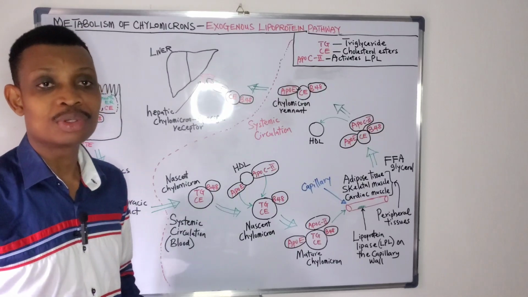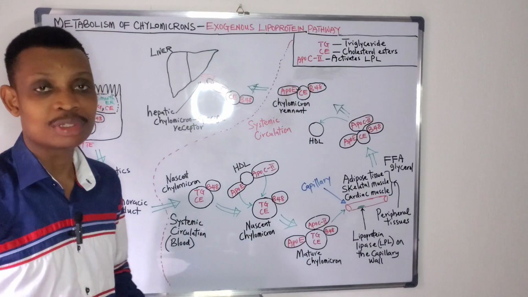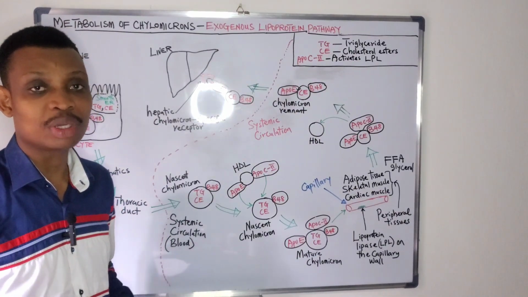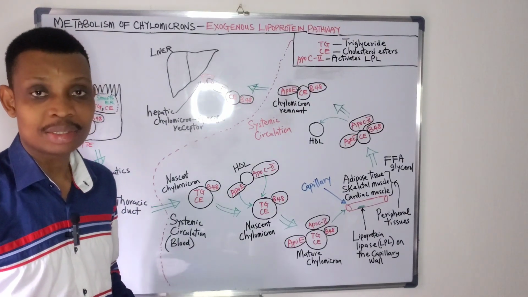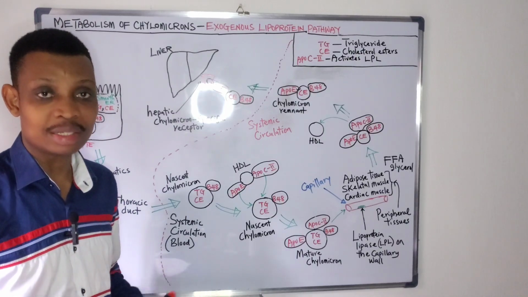In today's lecture, we'll be talking about the metabolism of chylomicrons, also referred to as the exogenous lipoprotein pathway. Chylomicrons ensure that fats from our diet are absorbed and transported to the various cells where they are needed.